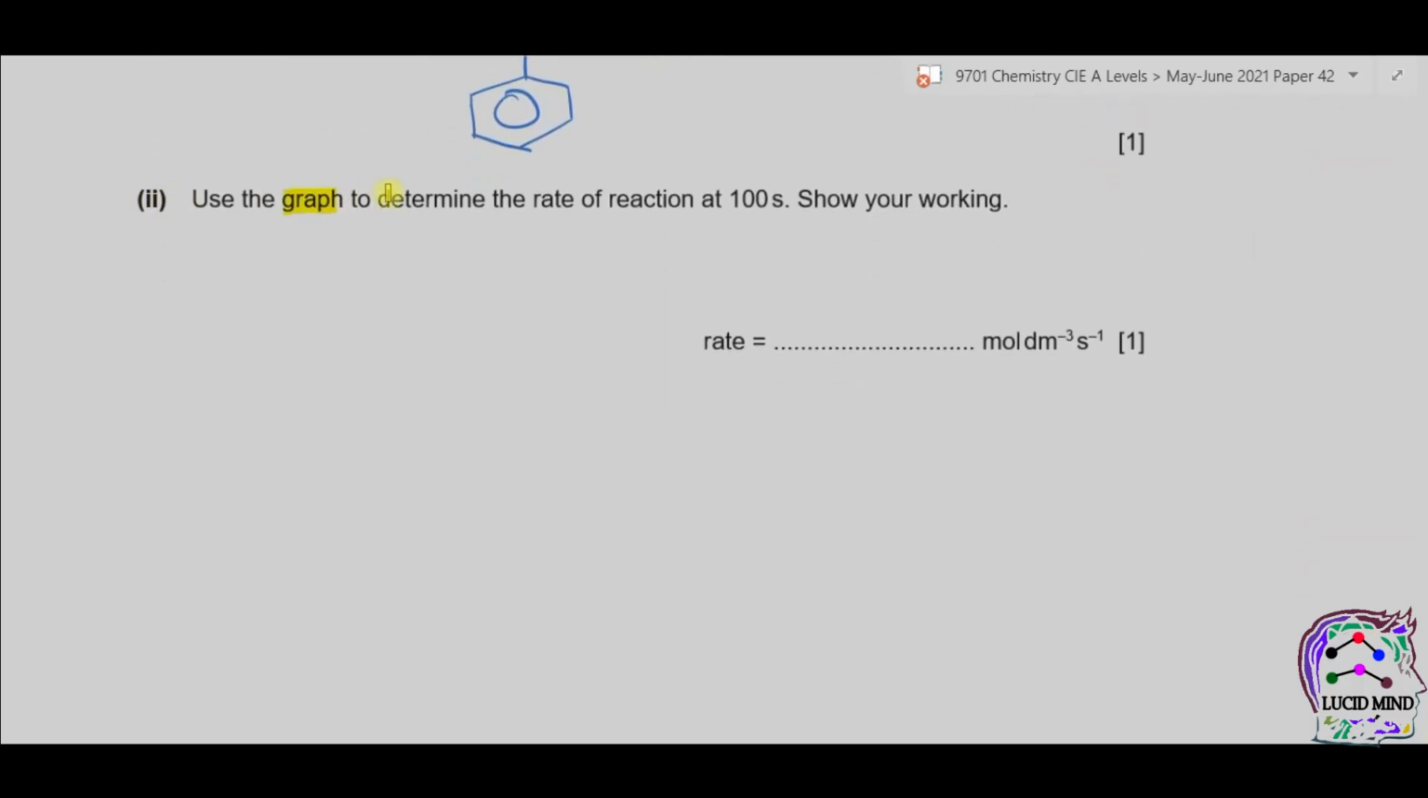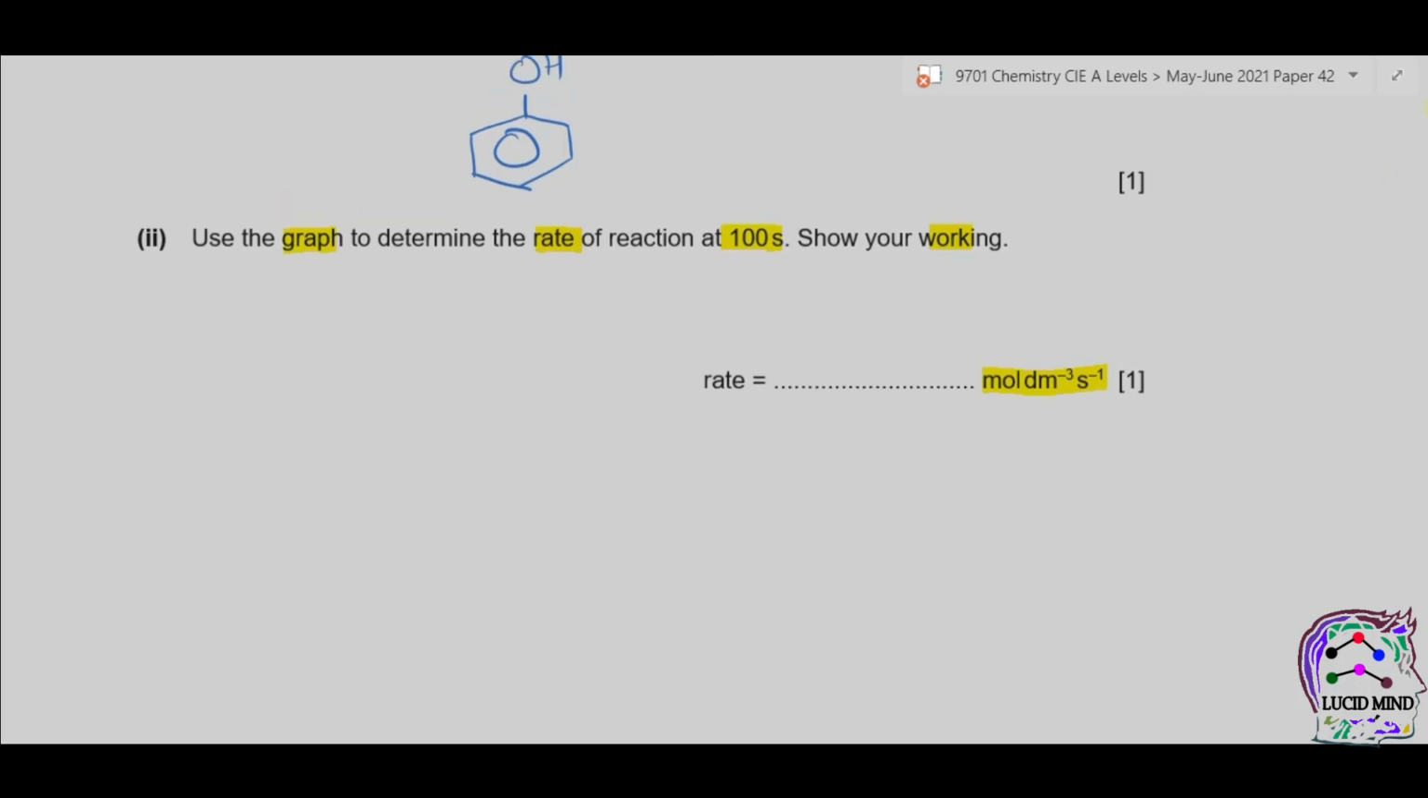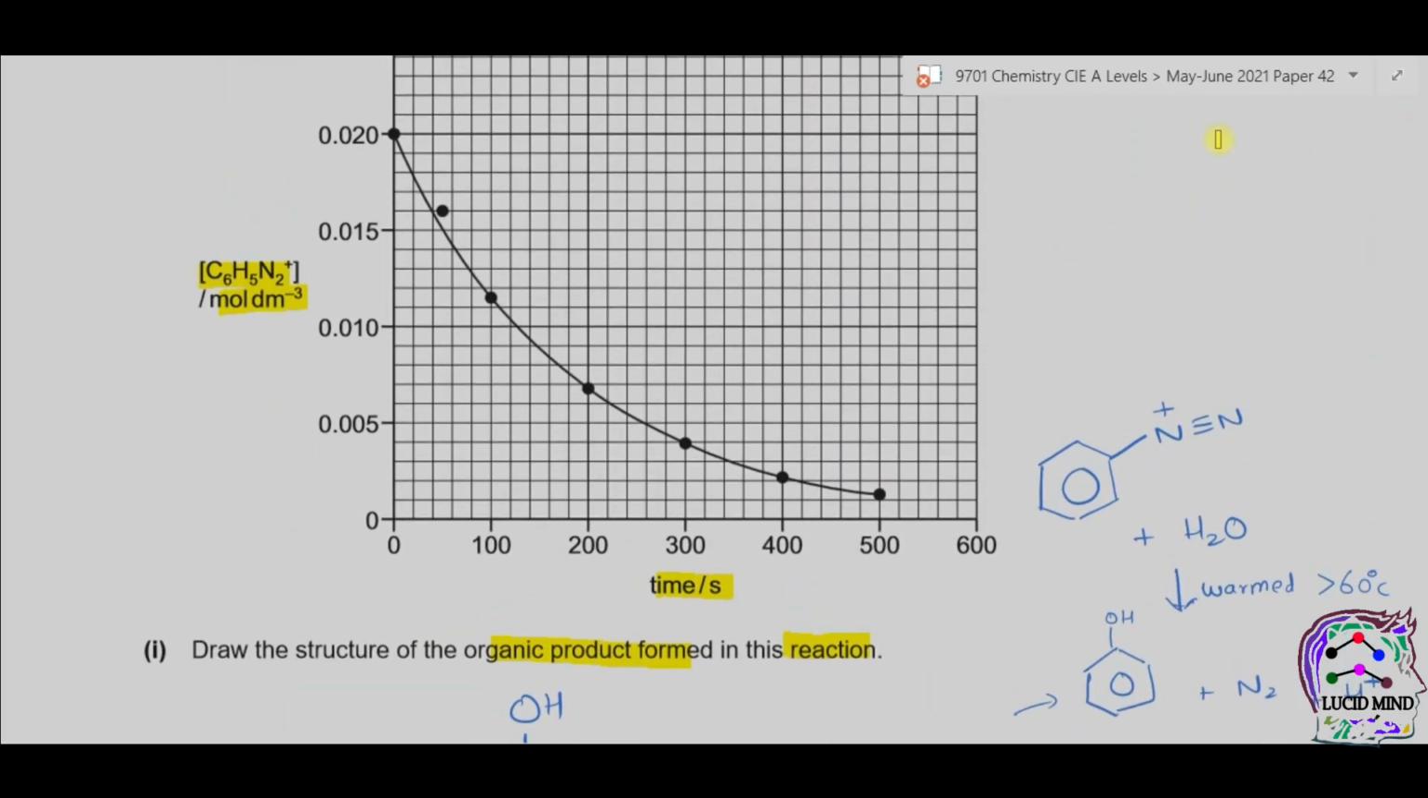Part 2, use the graph to determine the rate of reaction at 100 seconds. Show your working. Rate is in mole per decimeter cube per second. Let's see in the graph. This is the value at 100 seconds. Let's draw a tangent. Then we can find the change in concentration and change in time and divide both to find out the rate of reaction. This is the tangent drawn at this point. Now we have two values.